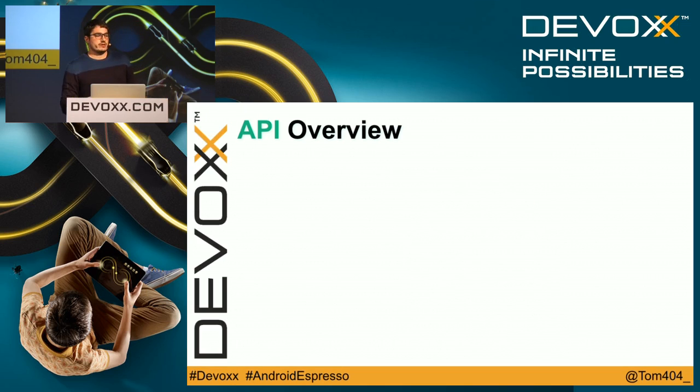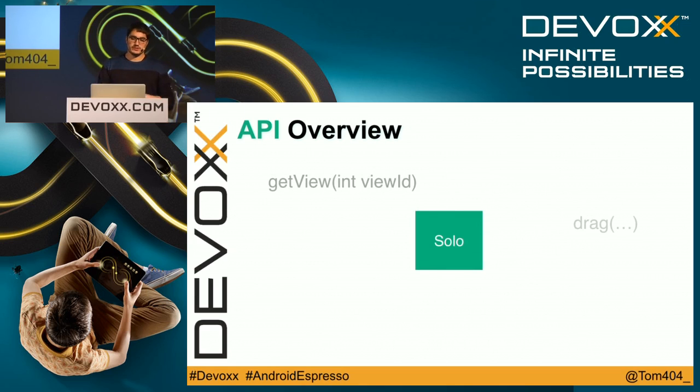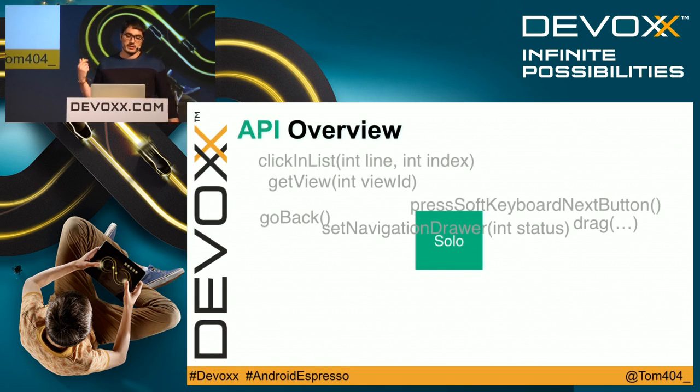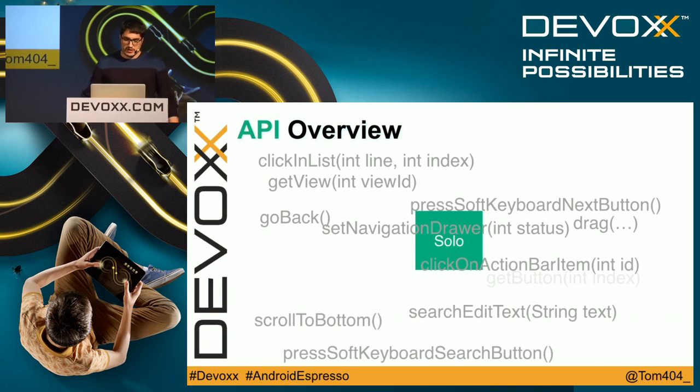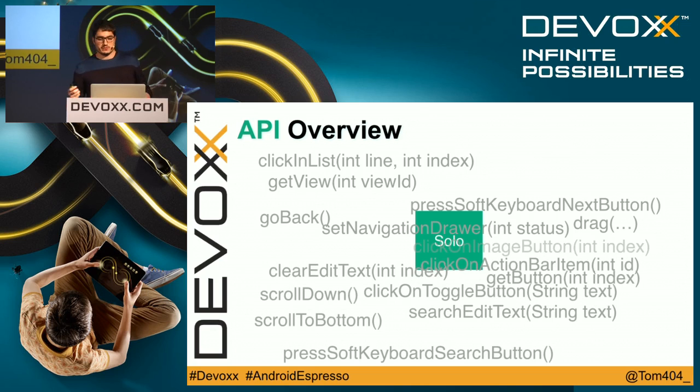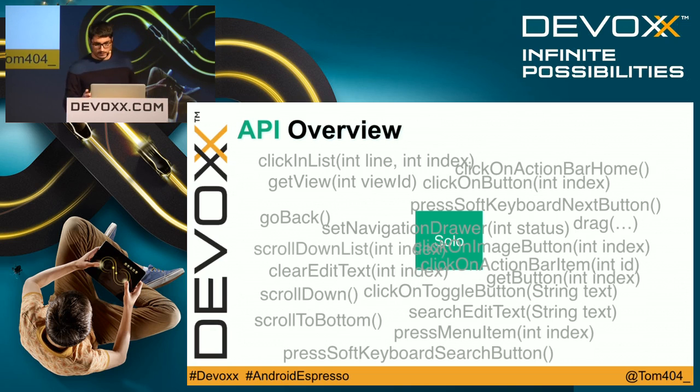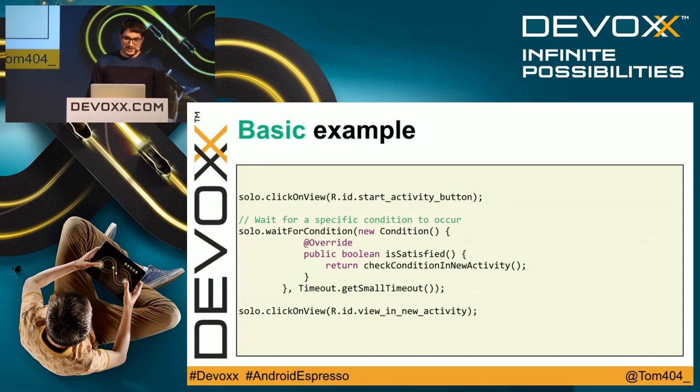Robotium has a pretty straightforward API. It's just one class with a lot of utility methods, like click in list, get view, click on view, go back, set navigation drawer, really a lot of methods. Search text also. So writing tests with Robotium is much easier than with the instrumentation API. So in this example, we are going to click on a button in a first activity that will launch another activity. Then we wait for a certain condition. Often we are going to wait for a view to be visible in the next activity, and then we are going to click on another view.